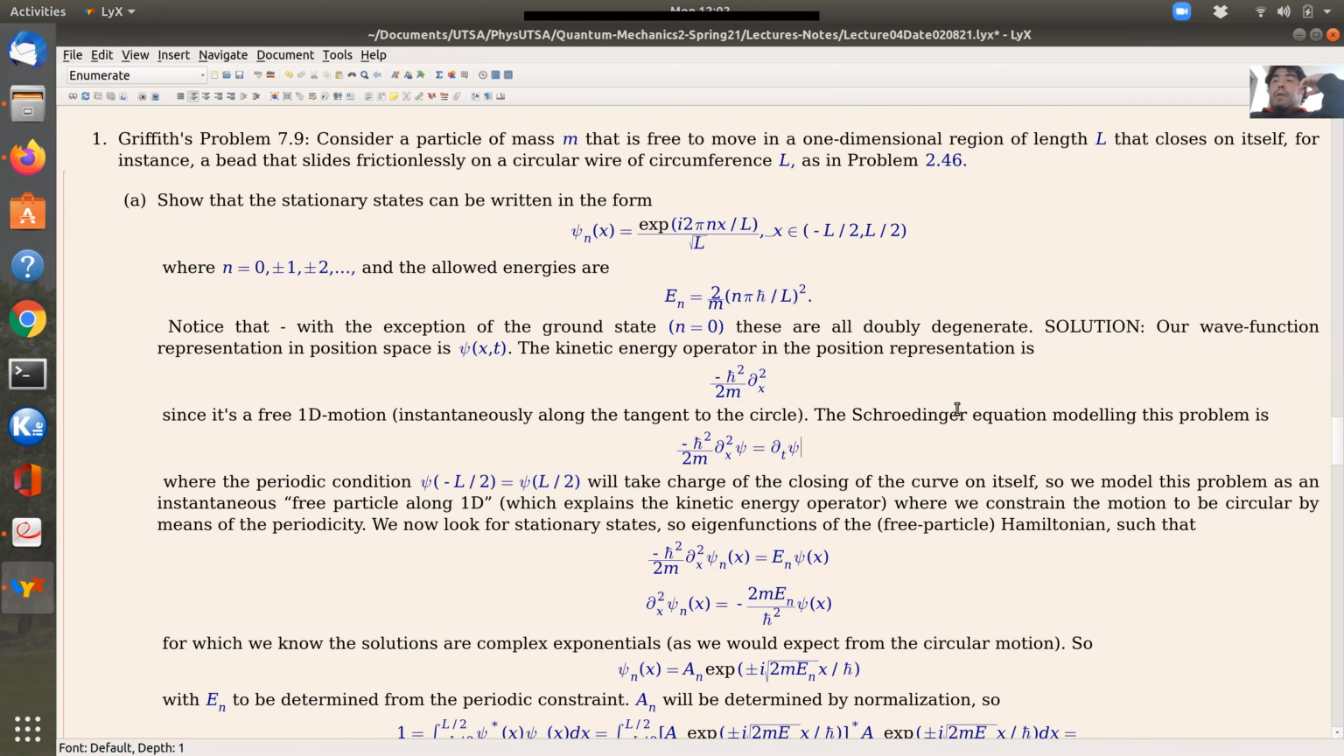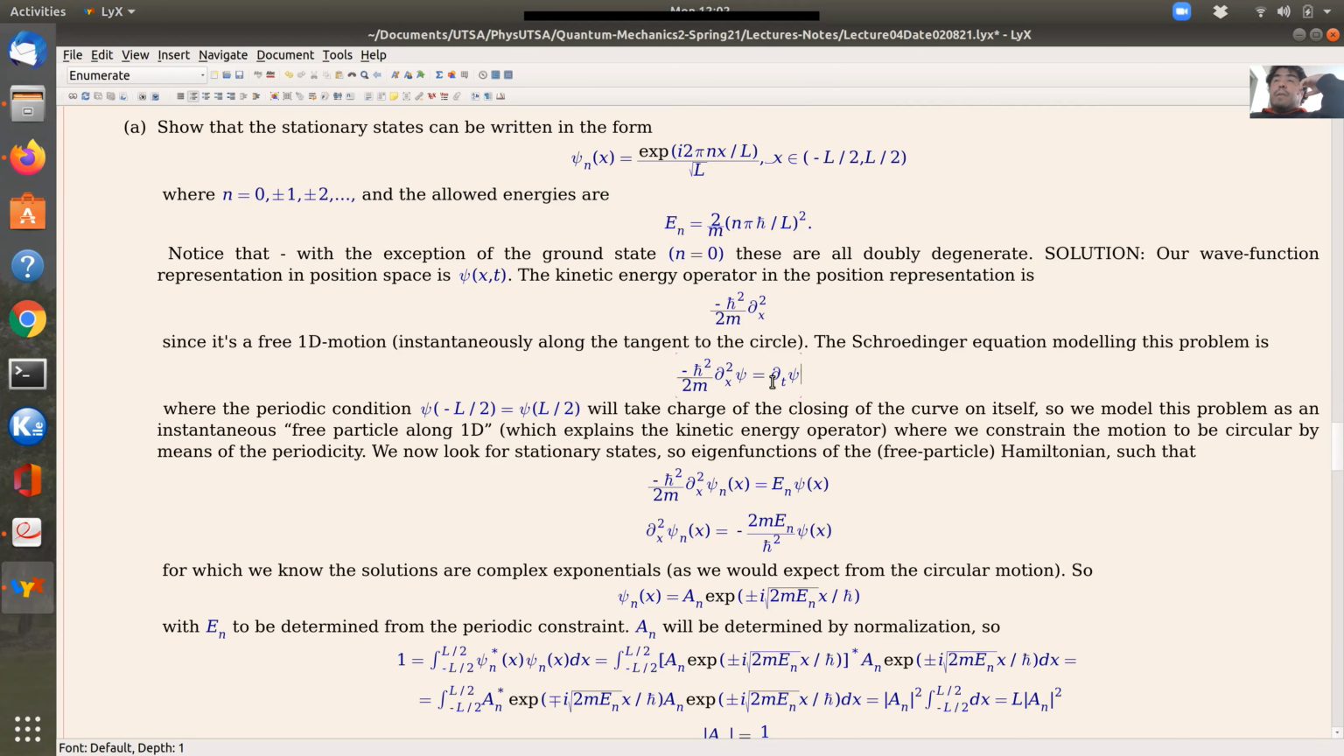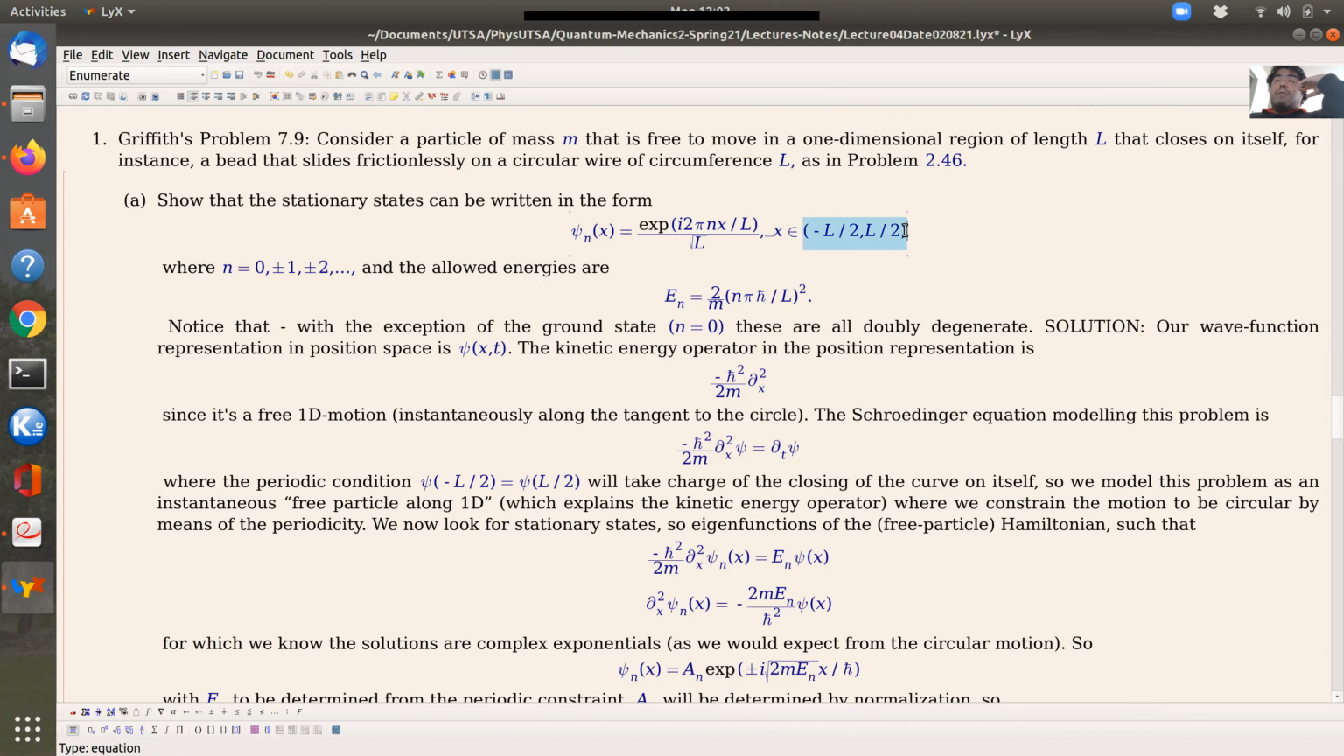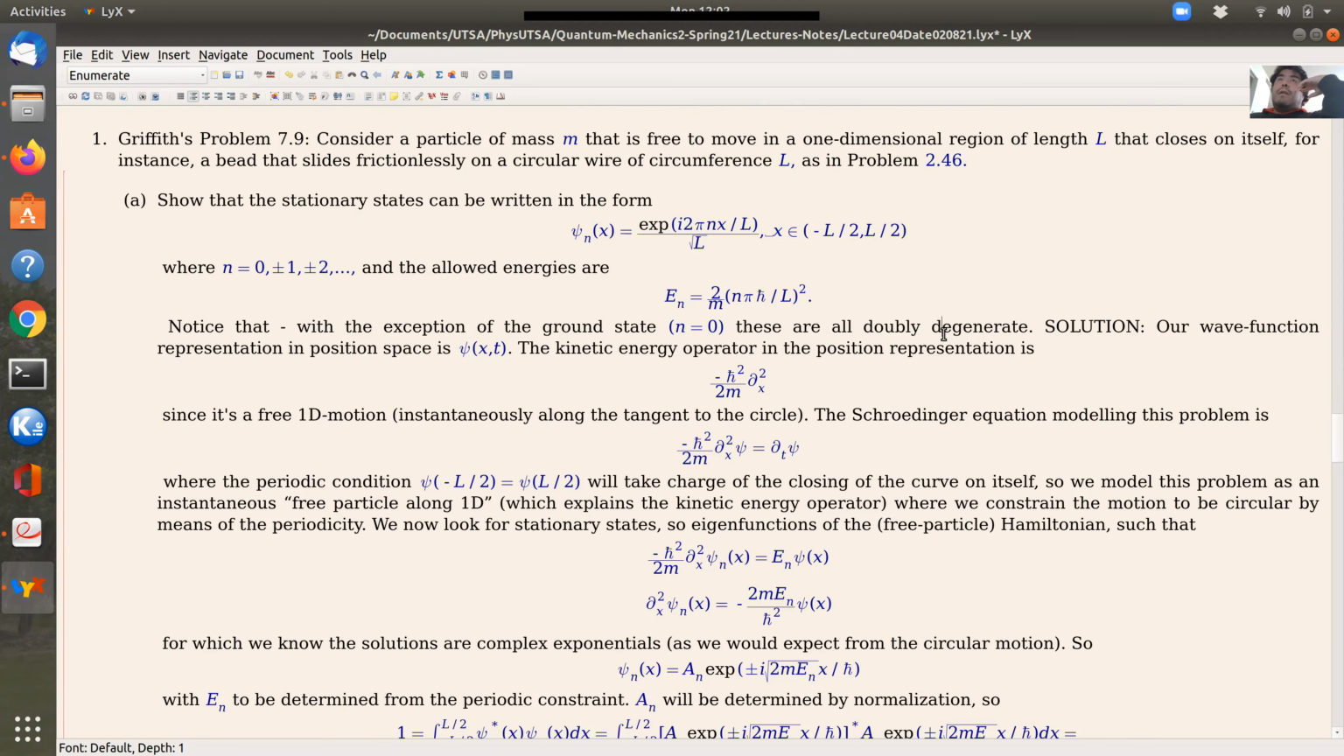And the Schrodinger equation that models this problem is the free particle problem, essentially, even if the motion is circular. The only thing is that you have to be careful about the domain where you are defining the problem. So you have a periodic condition, which means that because it's a circumference of length L, the domain should be of length L. And for symmetry, we take minus L over 2 to L over 2. And there should be a periodic condition, meaning that at the matching points, the wave function should have the same value by periodicity. So that is taking charge of closing the curve on itself, okay?